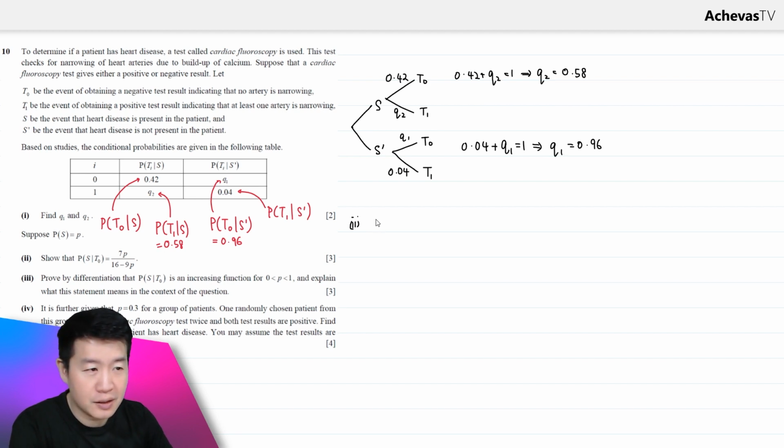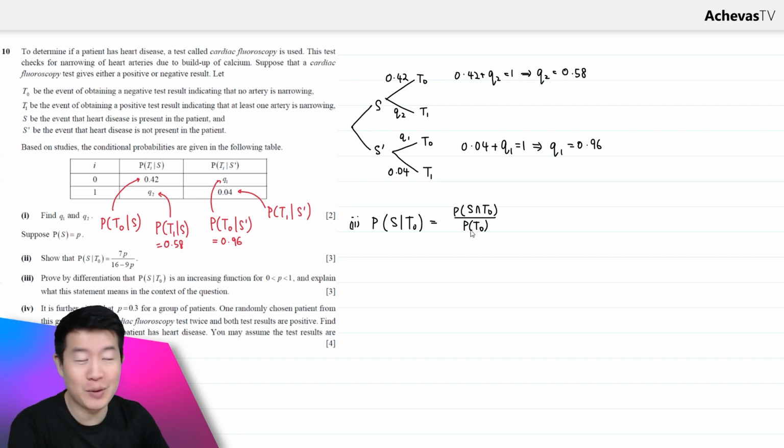I want to show that probability of S given T0 is equal to this expression, when I'm given that P(S) is equal to p. So this is probability of S and T0 divided by probability of T0. And we need to find clues to help us find probability of S and T0. And then hopefully we can also find hints that can help us calculate the probability of T0. But of course, one hint that I know I can make use of is already this: probability that S is equal to p.